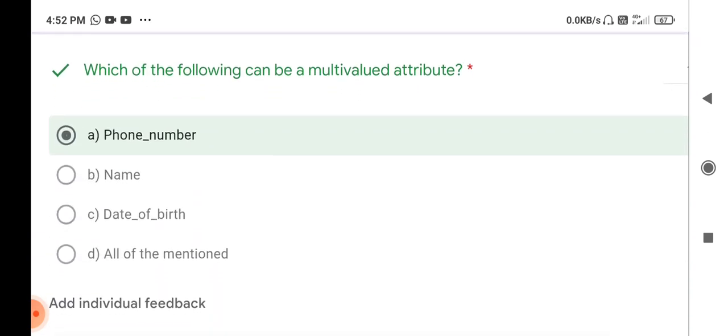Next question is, which of the following can be a multi-valued attribute? The options are phone number, name, date of birth, and all of the mentioned. Date of birth is a derived attribute, name is a single attribute, and multi-valued attribute means your phone number. Phone number is called a multi-valued attribute.